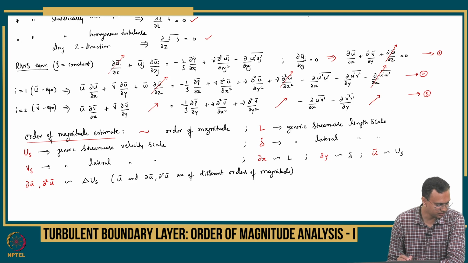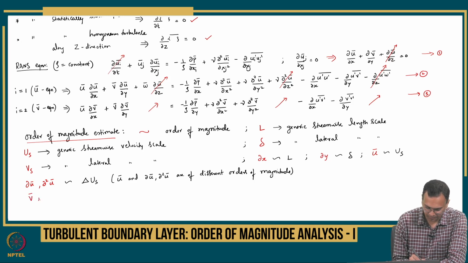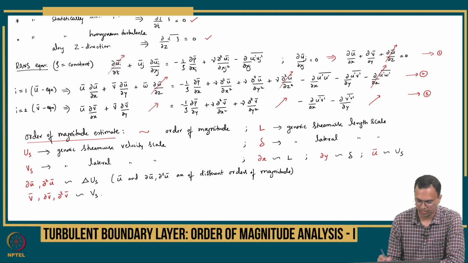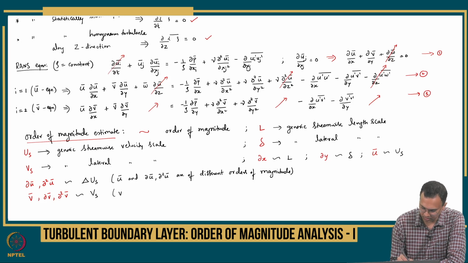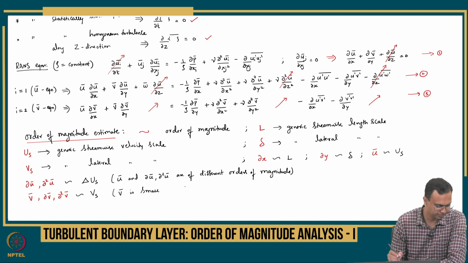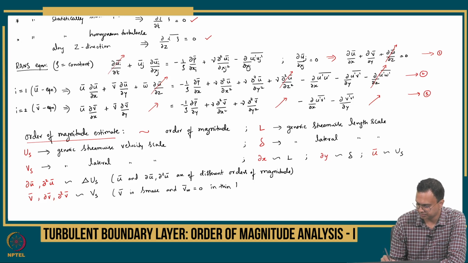So I would take for V bar, ∂V bar, ∂² V bar, for all these components, a single velocity scale called Vs. That's the lateral velocity scale that we have. So that means V bar is small here, right? V bar is small, and V infinity bar, if you go to the free stream, it is 0 in a thin boundary layer.